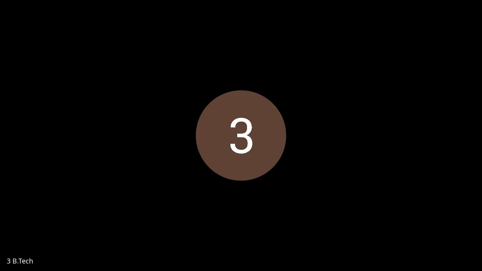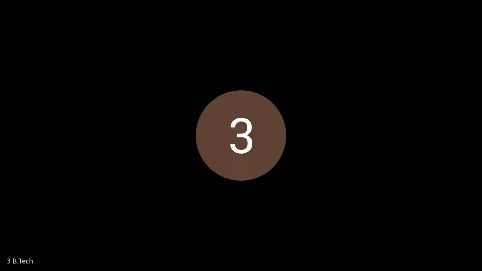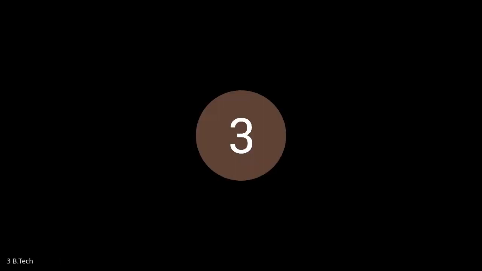So can anyone tell me what the open loop gain and closed loop gain are? What is meant by open loop and what is meant by closed loop? Sir, open loop means the absence of feedback. Okay, absence of feedback. So what is feedback? Feedback means we can correct the errors, sir.